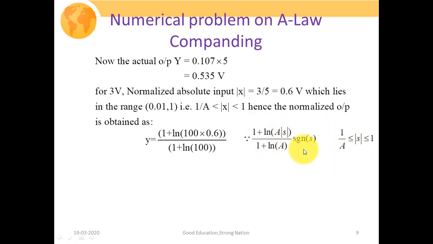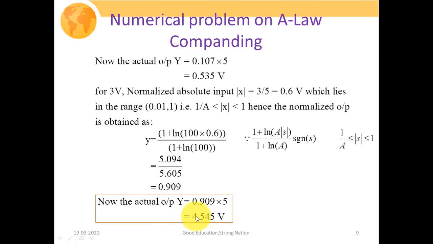We have used this formula to calculate the normalized compressor output. That turns out to be 1 plus ln of 100 times 0.6 over 1 plus ln of 100. So this would be calculated as 5.094 divided by 5.605. So the ratio turns out to be 0.909. Again, since this is the normalized value of our compressor's output, the actual output turns out to be the normalized value times the maximum value, that turns out to be 4.545 volt. So this is our final outcome.